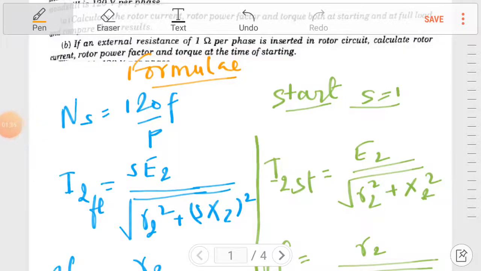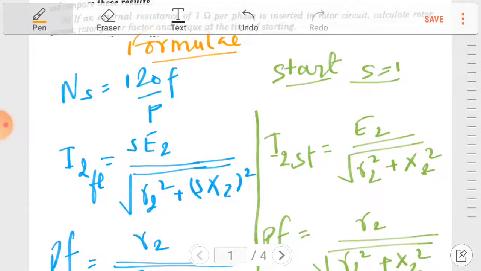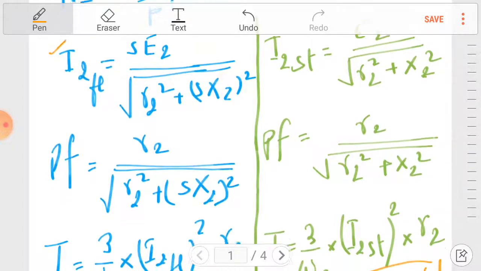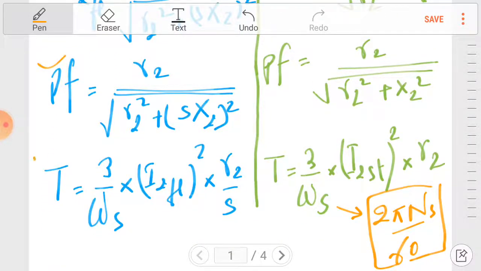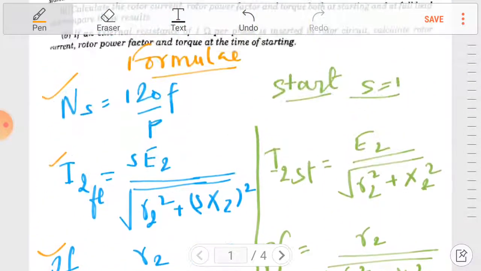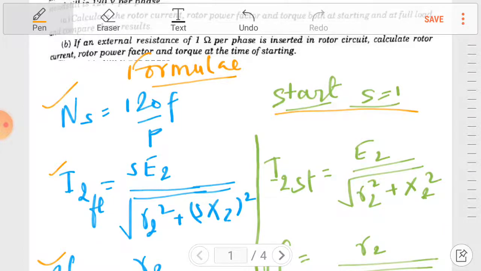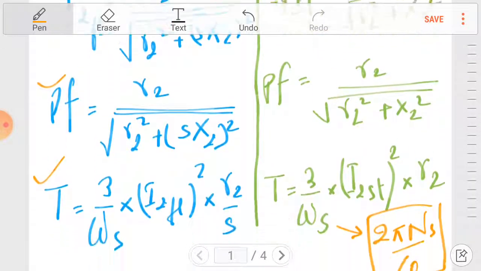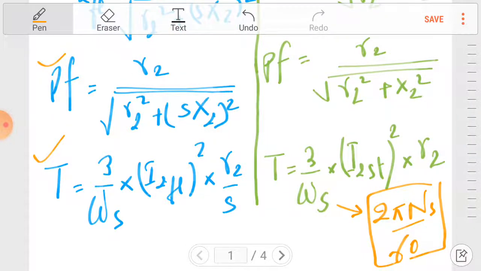Let's see the formula used in the above problem. So this is used for finding the synchronous speed, and this is the full load current formula. This is power factor and torque formula. If we put slip S equal to 1, then we get the starting condition from full load condition. These formulas are converted to this formula by putting S equal to 1 in all the three formulas. In the torque formula, omega S equals 2 pi Ns by 60.